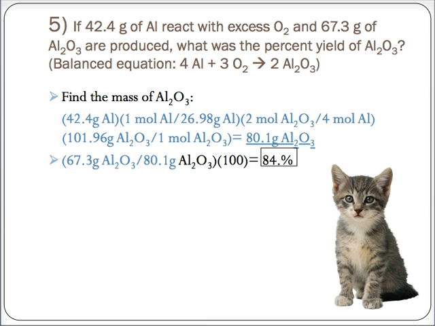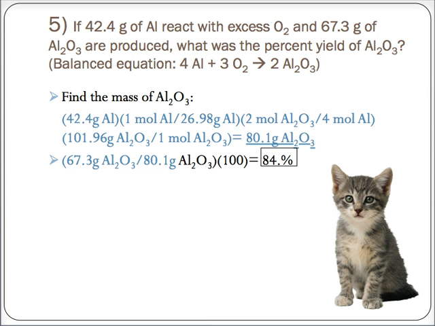So 42.4 grams, we multiply that by the molar mass of aluminum, which is 1 mole of aluminum over 26.98 grams of aluminum. We then multiply by the mole-to-mole ratio, which here they try to make a little bit complicated, because it's a 2-to-4 ratio between Al2O3 and Al. That would give us the moles of Al2O3, which we then multiply by the molar mass of Al2O3, which is 101.96 grams per mole, to give us the final mass of Al2O3, which is 80.1 grams of Al2O3.